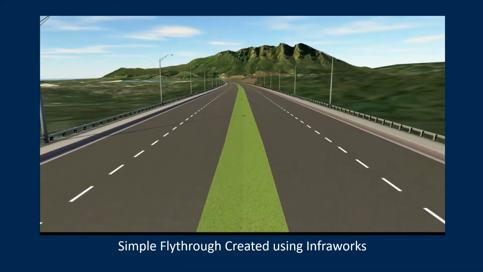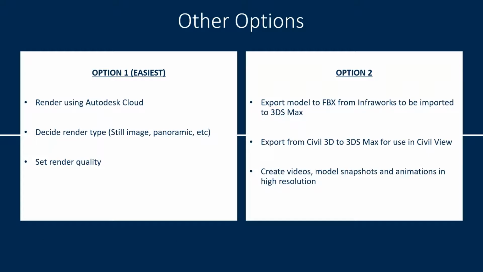So I showed you that you can use the snapshot option, you could use the road fly through, and you could use the one that we just did. Now, if you want to take it a step further, there are 2 other options. The easiest one is using the Autodesk Render Cloud, where you can push it out to the cloud. You can decide the render type and the render quality, and it will do it for you in the cloud automatically. And you will get an email notification to tell you when it's done.